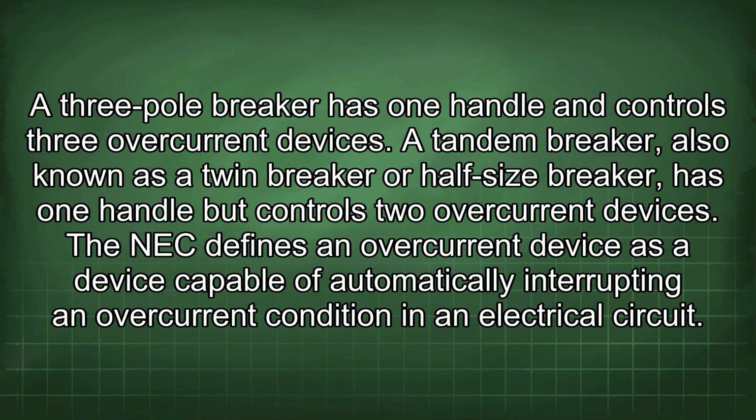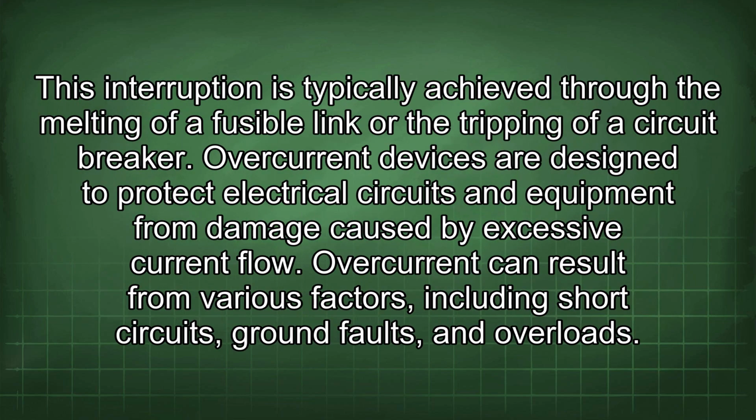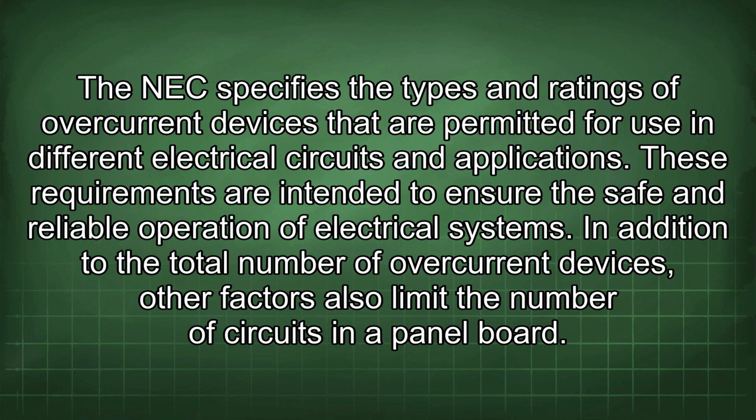The NEC defines an overcurrent device as a device capable of automatically interrupting an overcurrent condition in an electrical circuit. This interruption is typically achieved through the melting of a fusible link or the tripping of a circuit breaker. Overcurrent devices are designed to protect electrical circuits and equipment from damage caused by excessive current flow. Overcurrent can result from various factors, including short circuits, ground faults, and overloads. The NEC specifies the types and ratings of overcurrent devices that are permitted for use in different electrical circuits and applications. These requirements are intended to ensure the safe and reliable operation of electrical systems.